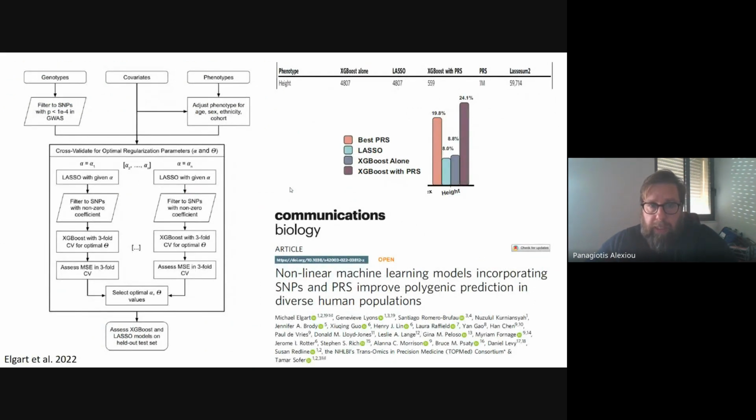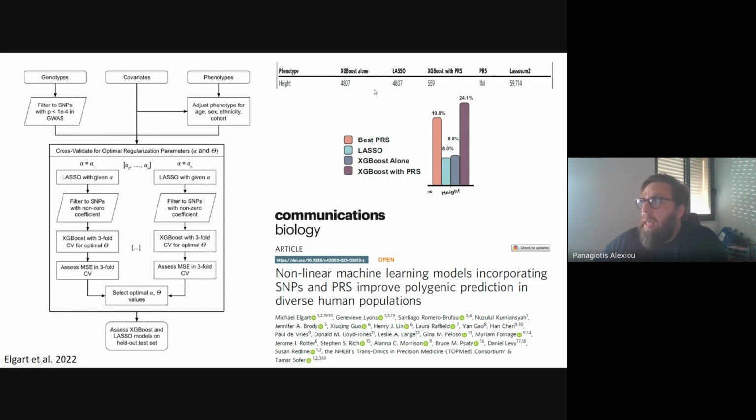The other one I found quite interesting is from 2 years ago, so it's quite recent. All of these are quite recent, actually. This is using Lasso to prioritize variables or variants, and then it's using XGBoost, which is a tree-based method, to actually do the classification. They show this, for example, in the prediction of height as a phenotype, but they have done it on many traits.